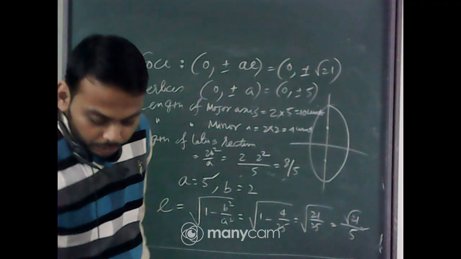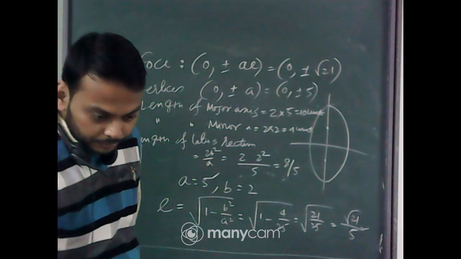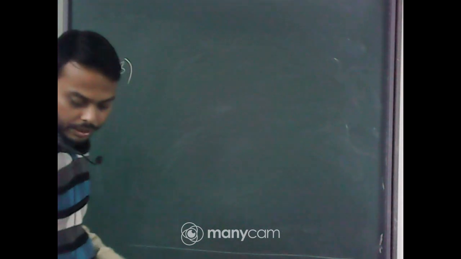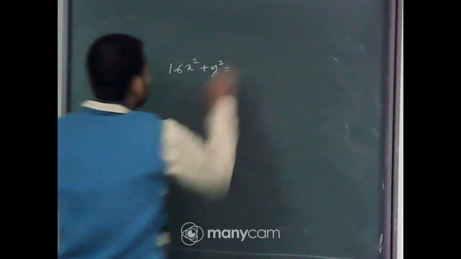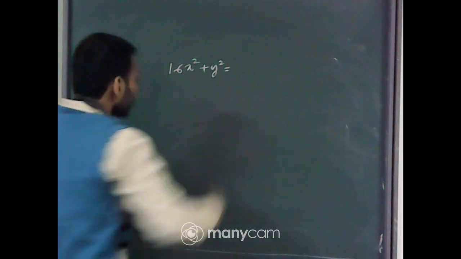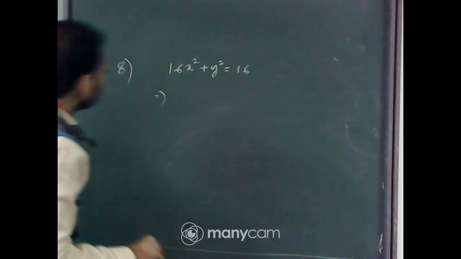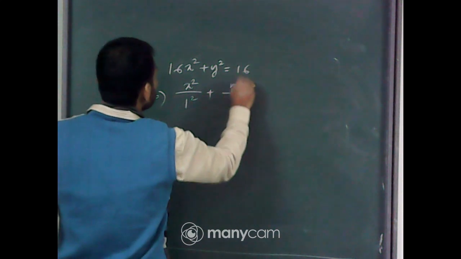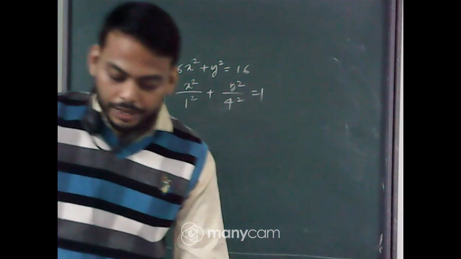Okay, now we will move on to question number 8. Now the question number 8, the equation is given as 16x square plus y square equals 16. So first of all, divide both sides by 16. We will get x square by 1, that means 1 square, plus y square by 16, that is 4 square, equals 1. That is the standard form.